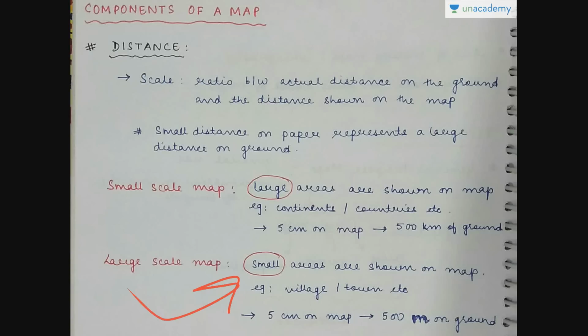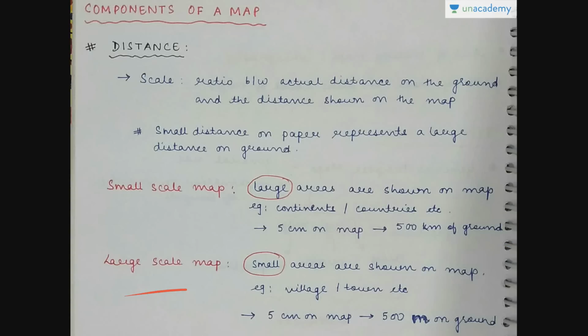I'll just explain. When large areas are shown on a map, like continents or countries, what will happen? These are the large areas, so their length will be in huge kilometers, so you cannot express that big amount on the paper. So you will reduce it to the maximum possible extent, like you will reduce 5 kilometer on ground to 5 centimeter on map. So you are showing a large area in small scale. This is the small scale and this is the large area. So you have to remember in reverse order.